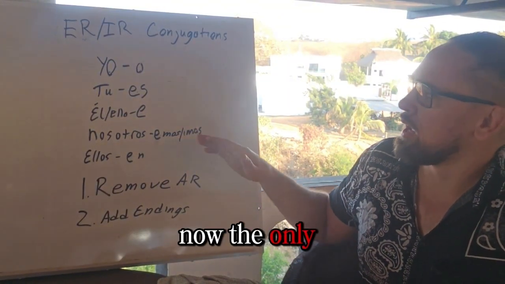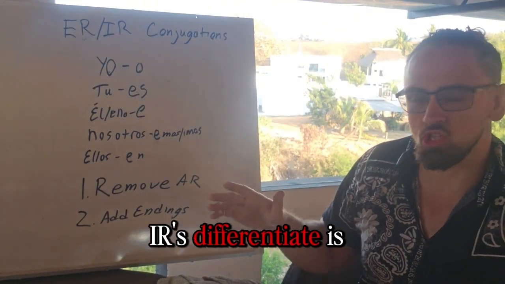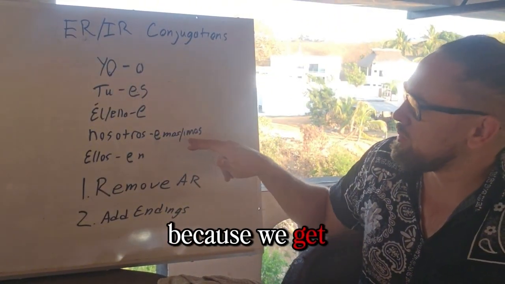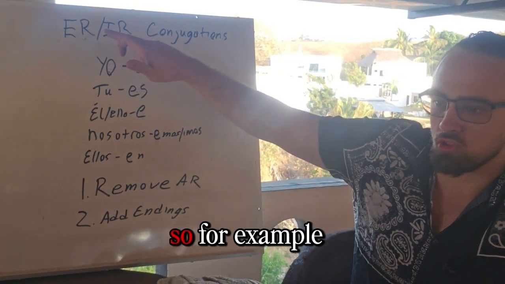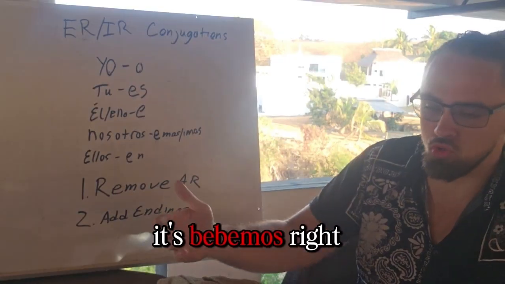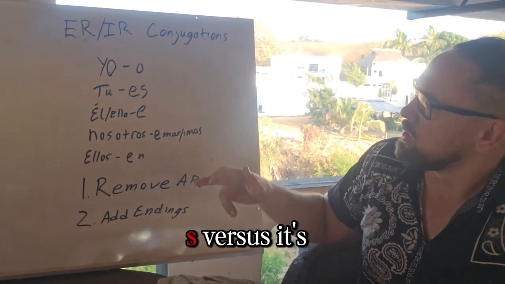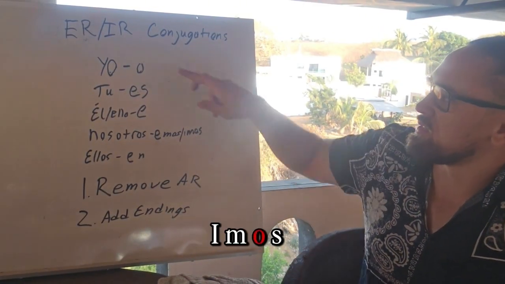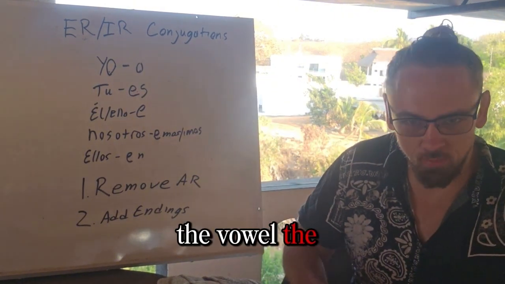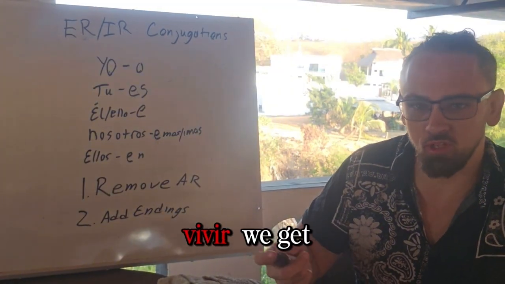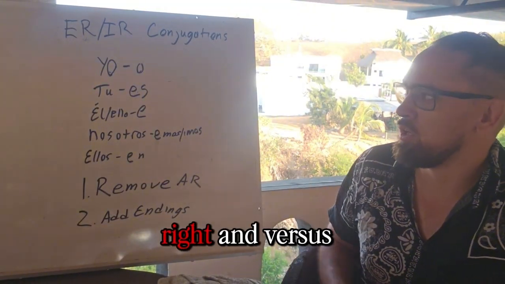Now, the only time in which these ERs and IRs differentiate is here in the present, right? Because we get emos, EMOS when they're ERs, right? So for example, for beber, it's bebemos, right? EMOS. Versus it's IMOS if it's an IR, right? So simple enough. We're just keeping the vowel the same, right? So like for vivir, we get vivimos, right?